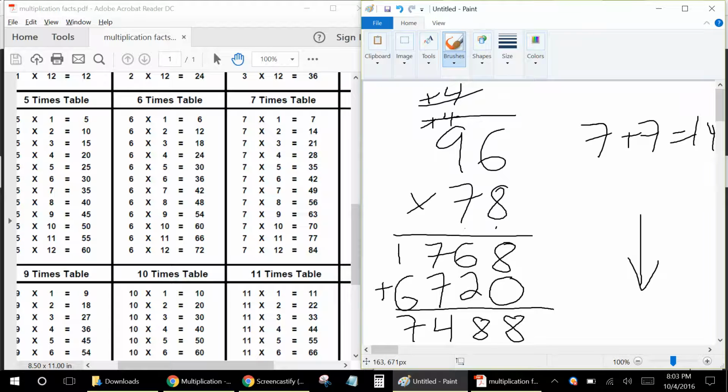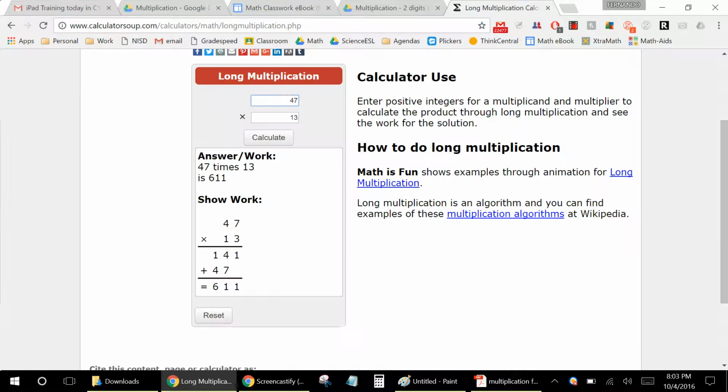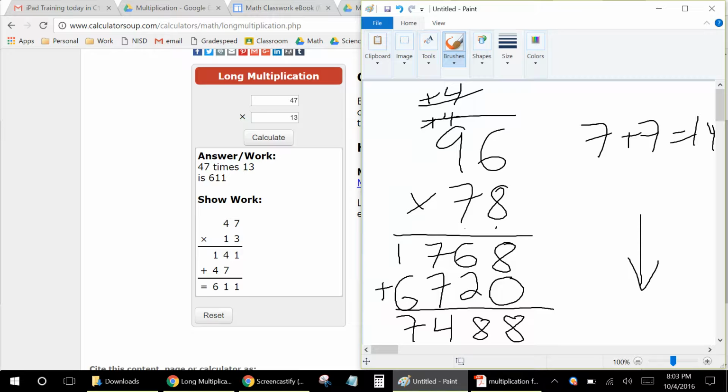Now, I'm very excited to show you today, probably for the first time, how to check your work. We have the answer of 7,488. I want you to go back to the classroom. You're going to click on long multiplication step by step, and you're going to copy the problem. The problem that we had is 96 times 78.